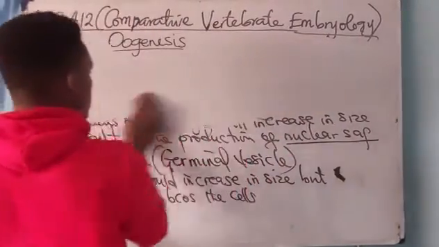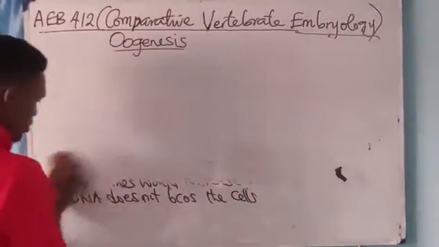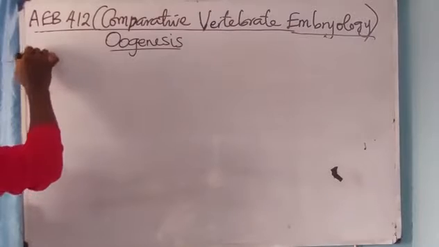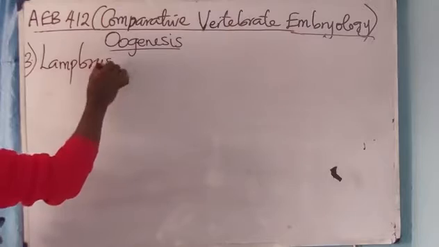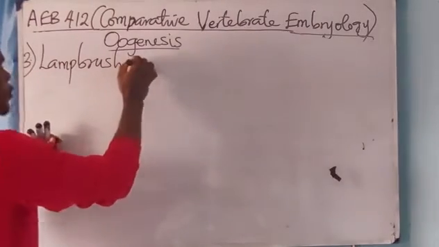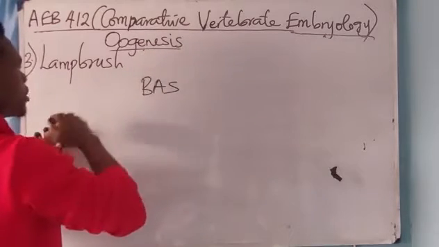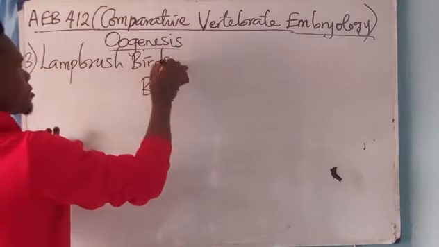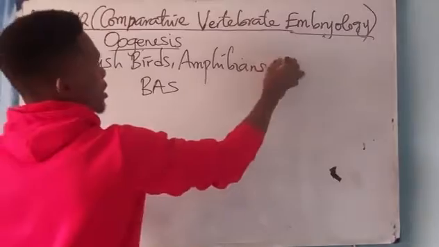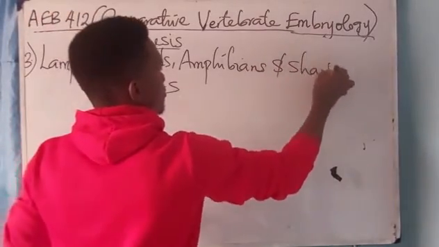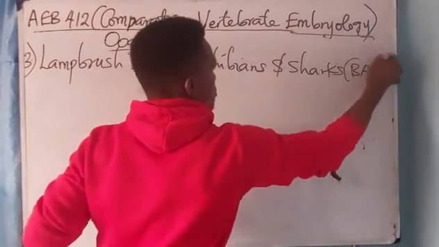Now in some animals, the chromosomes appear as lampbrushes. All right, that is number 3. In some animals, the chromosomes appear as what? Lampbrush. Good examples are birds, amphibians, and sharks. All right, you can decide to use it, depends on you.